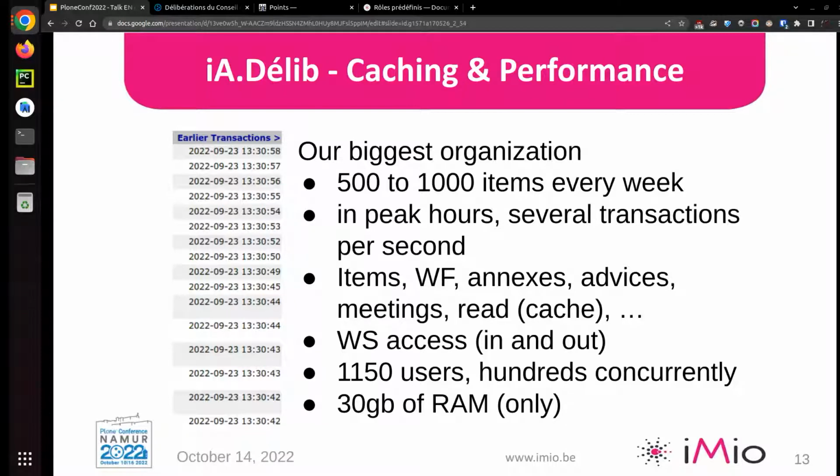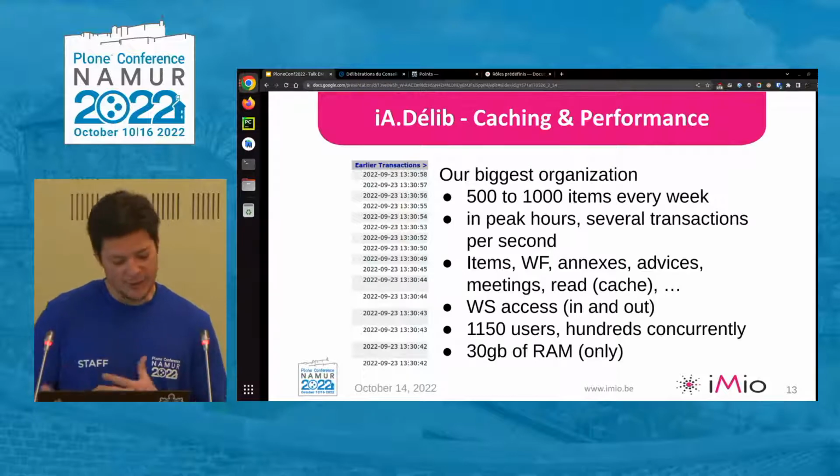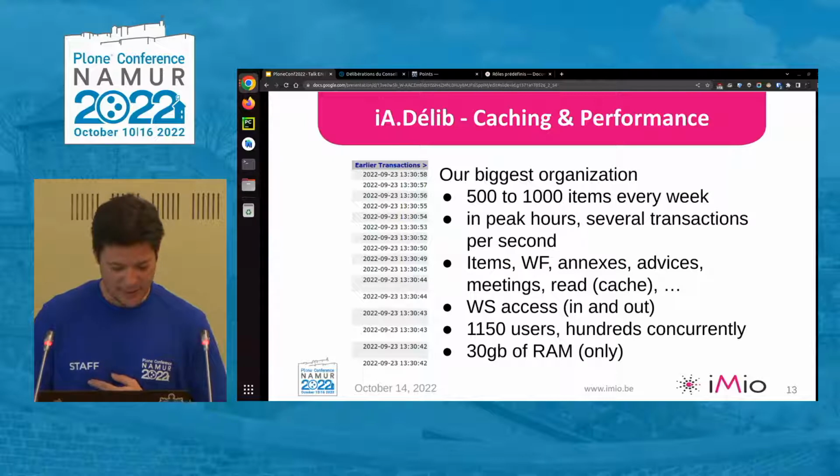It's a 30 gigabyte ZODB with 700 gigabytes of blobs, and it's only using 30 gigabytes of RAM. So with a default Plone installation, but optimized and tweaked, it's still performant, I would say, out of the box.